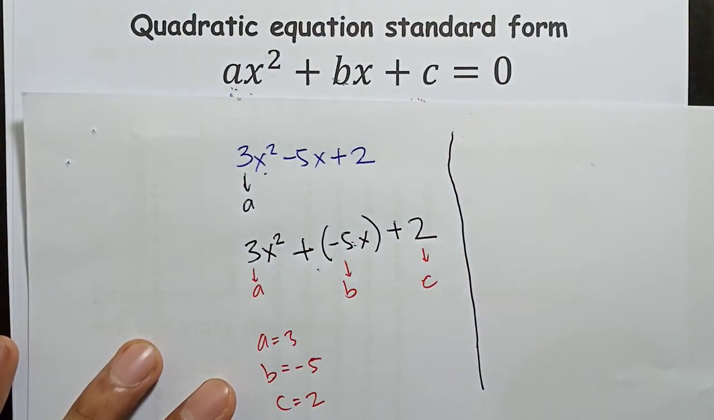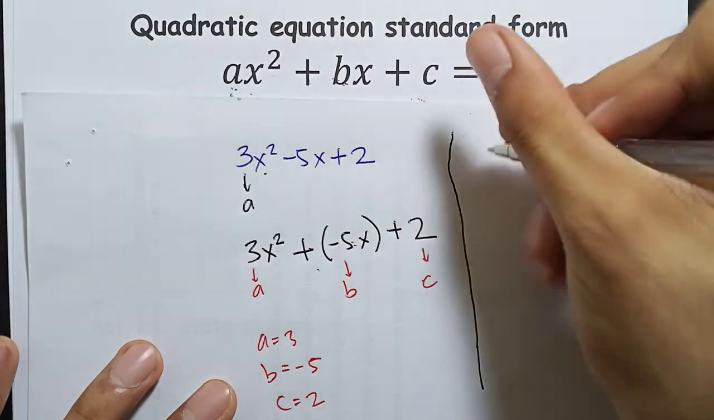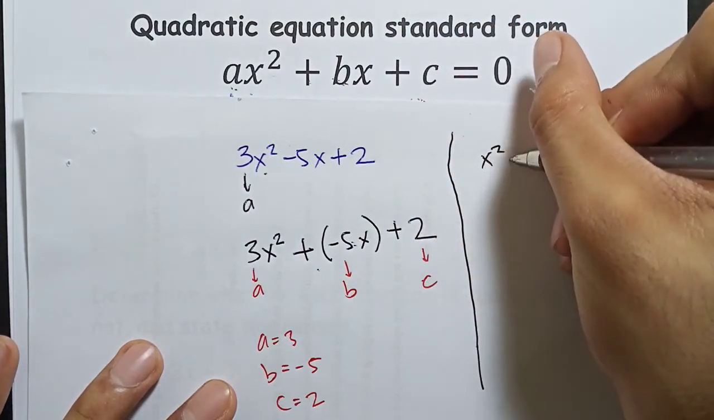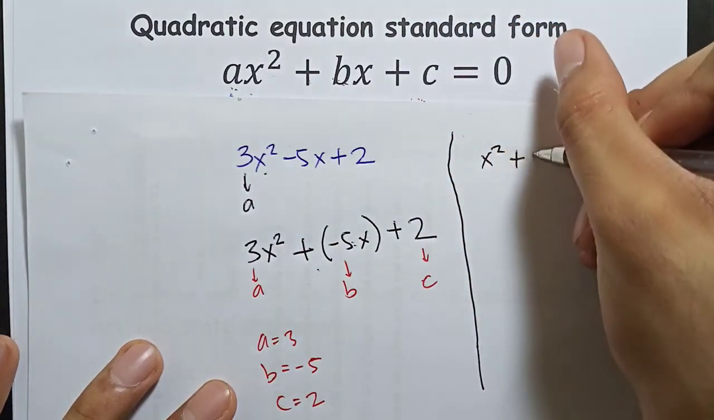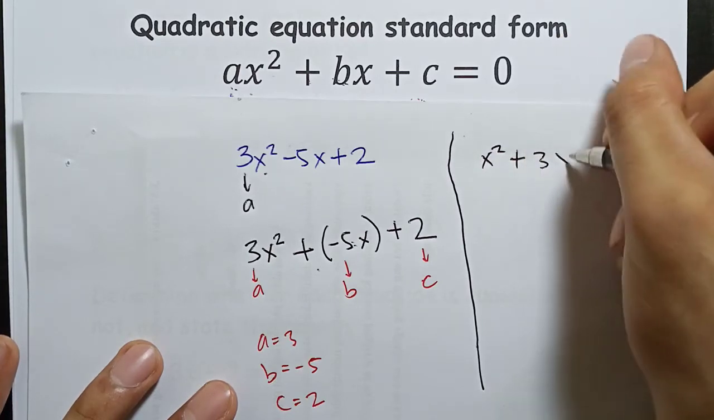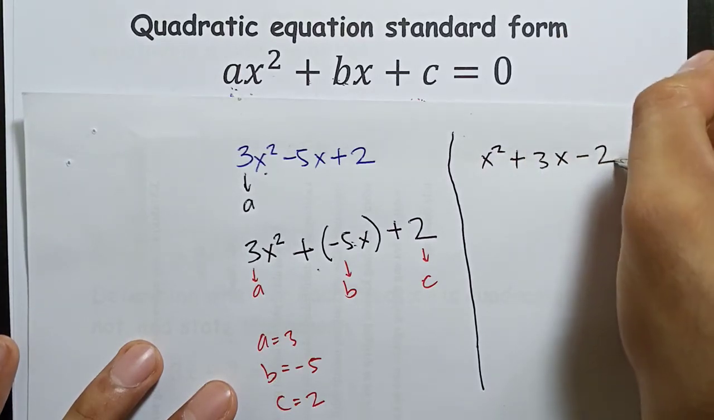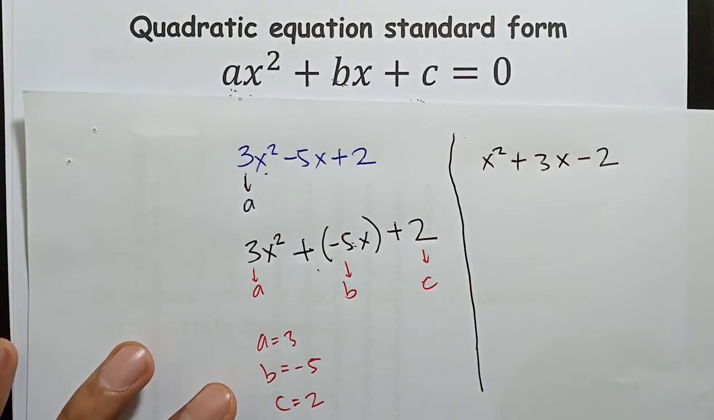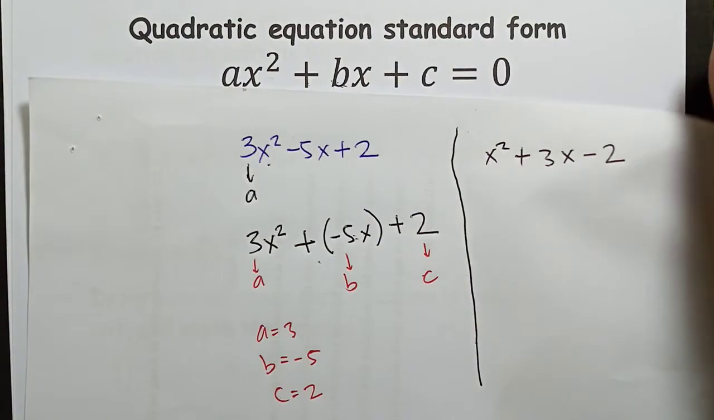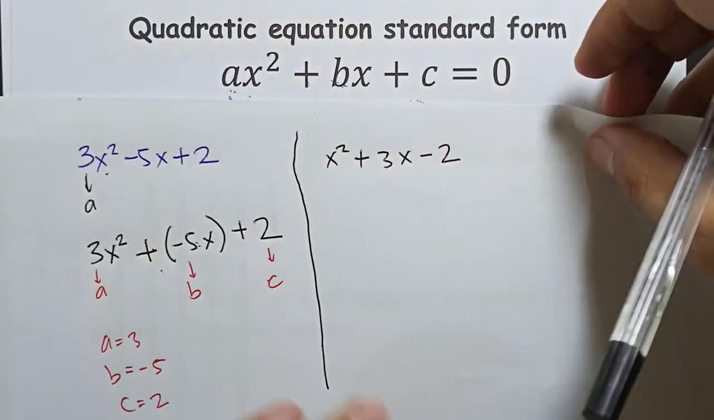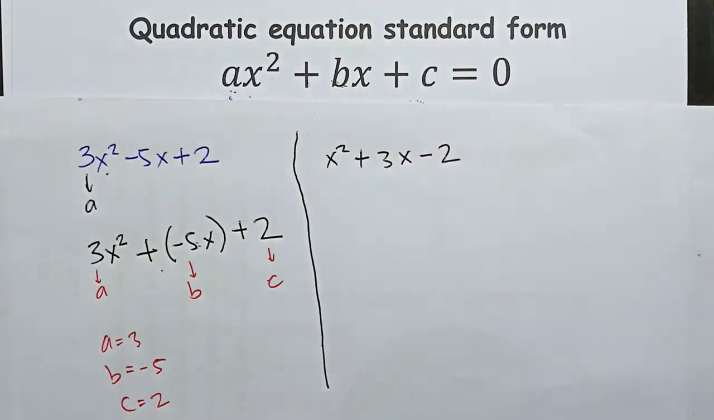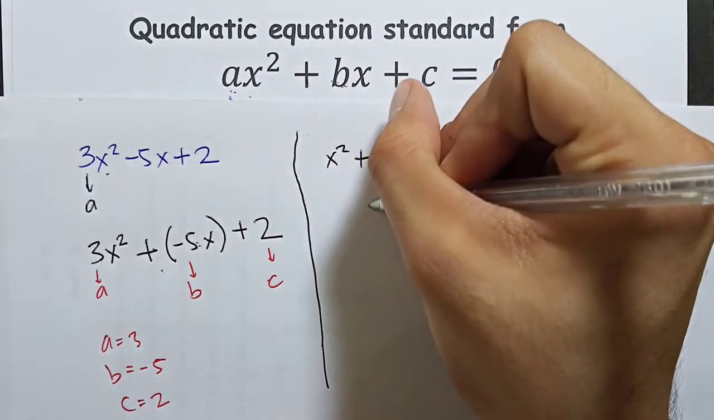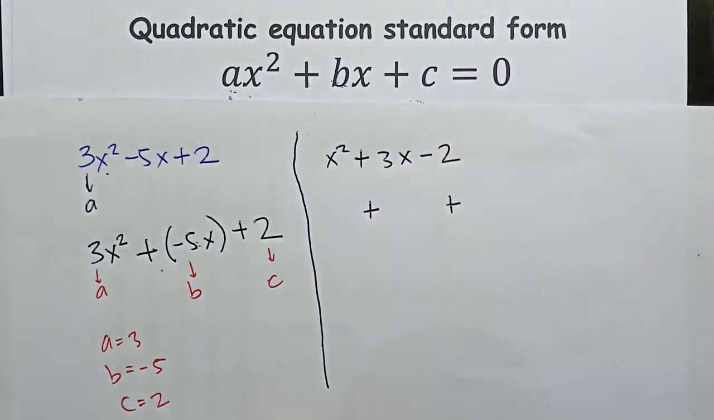Next example ng ating quadratic equation is ano ba? X squared plus 3x minus 2. So, ito. Ang gawin natin, sulat muna natin siya sa standard form. Paano? Kailangan natin gawin. So, dito sa standard form, lahat addition dapat. So, dapat addition lahat. Plus, plus.